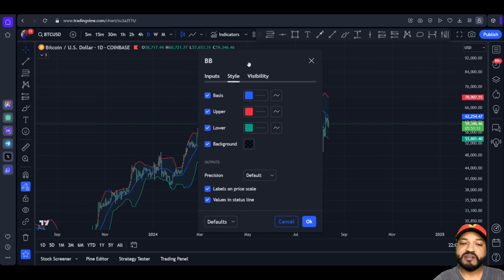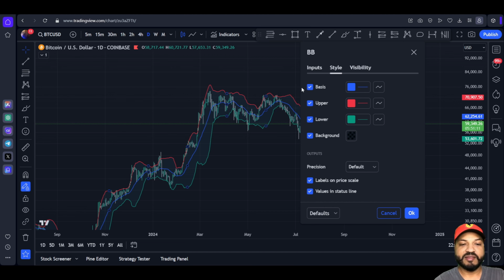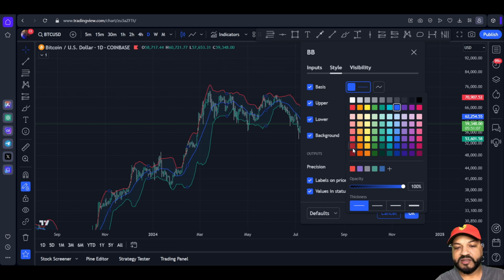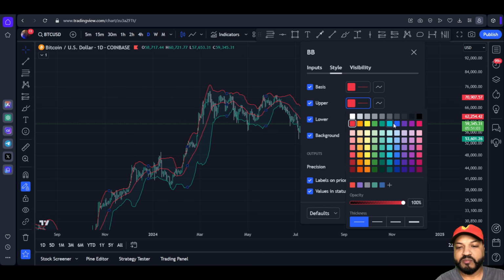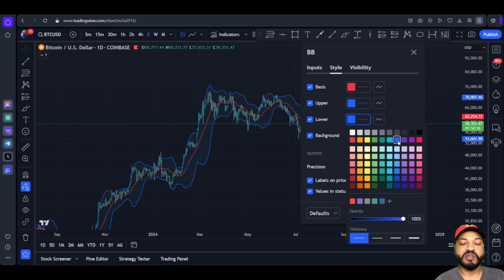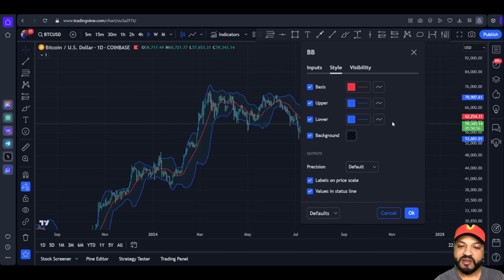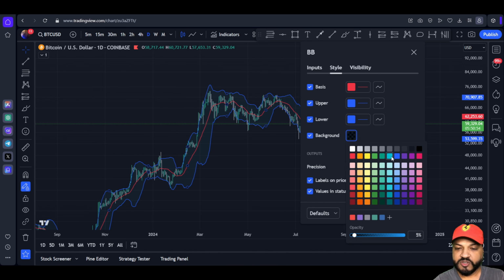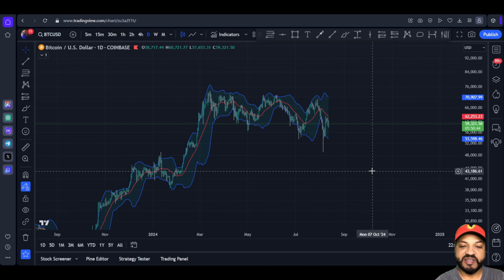You can change the colors if you want. The middle one I would like red. This one you can make blue, whatever color you feel like. For me, the background is black, that's the reason. This shaded area, make it a little bit green, so you can see the bands clearly. But even if it's not there, it's still fine, you can still see it.